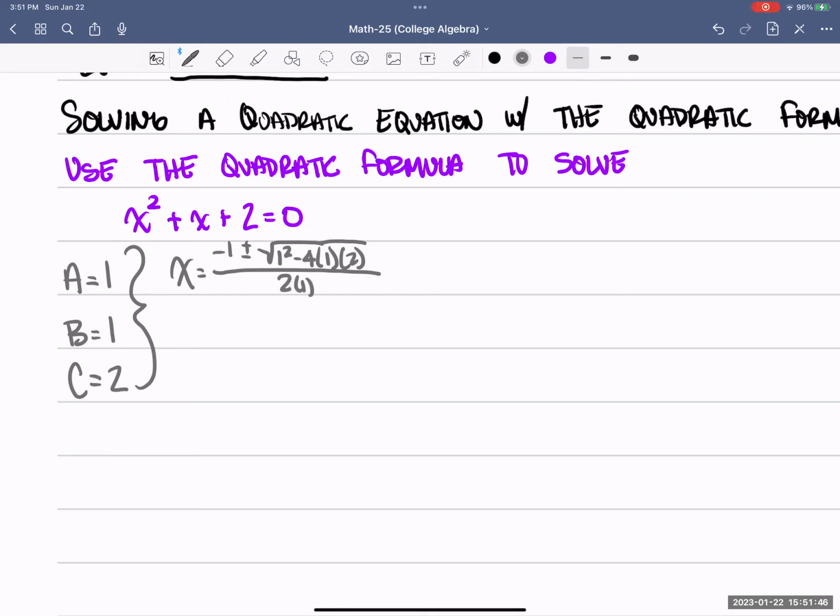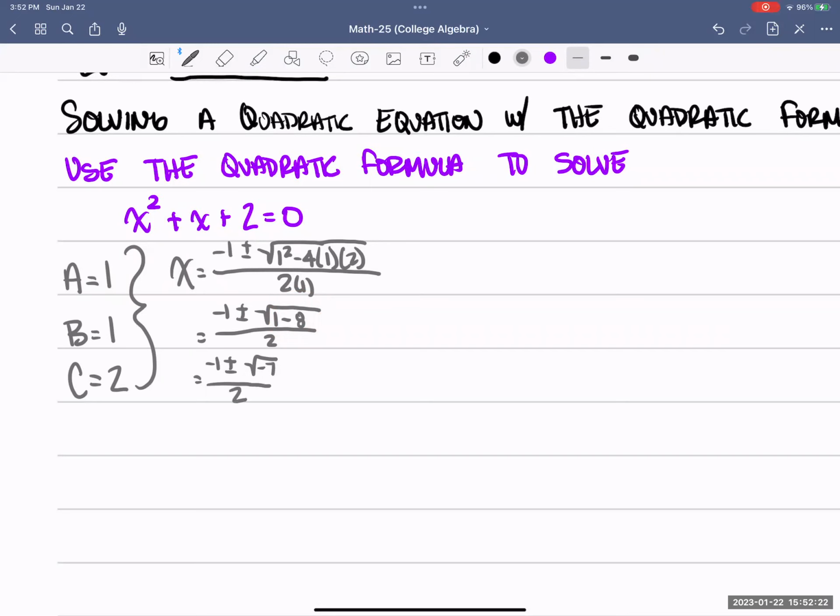So 2 times 1. And from here, negative 1 plus or minus the square root of 1 squared is 1, minus 4 times 1 is 4, times 2 is 8, divided by 2 times 1, which is 2. And simplifying inside of that square root, we have negative 1 plus or minus the square root of 1 minus 8, which is negative 7.